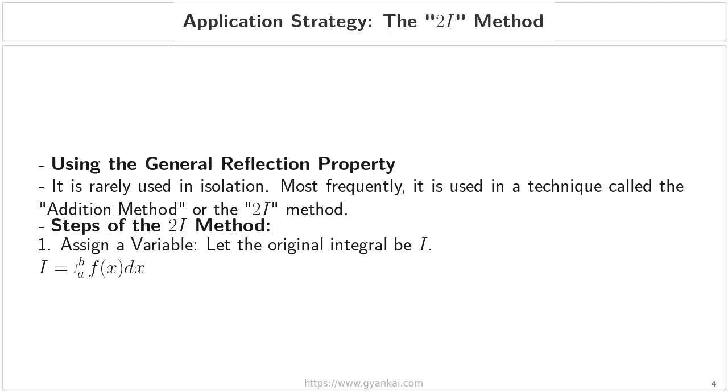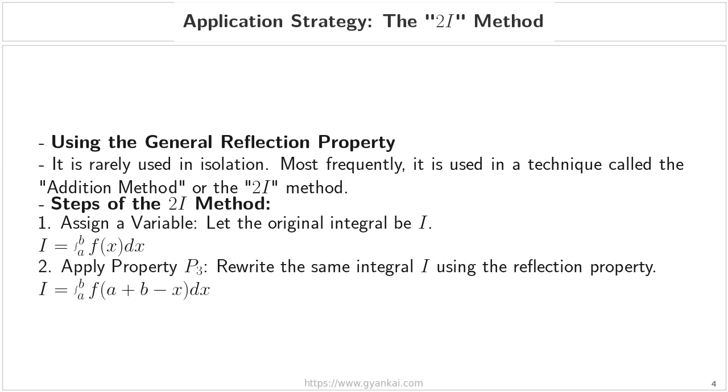Step 1. Assign a variable. We start by assigning the integral we want to solve to a variable. It's common to use I for integral. So, we write I equals the definite integral from a to b of f of x dx. Remember, dx simply indicates that we are integrating with respect to the variable x.